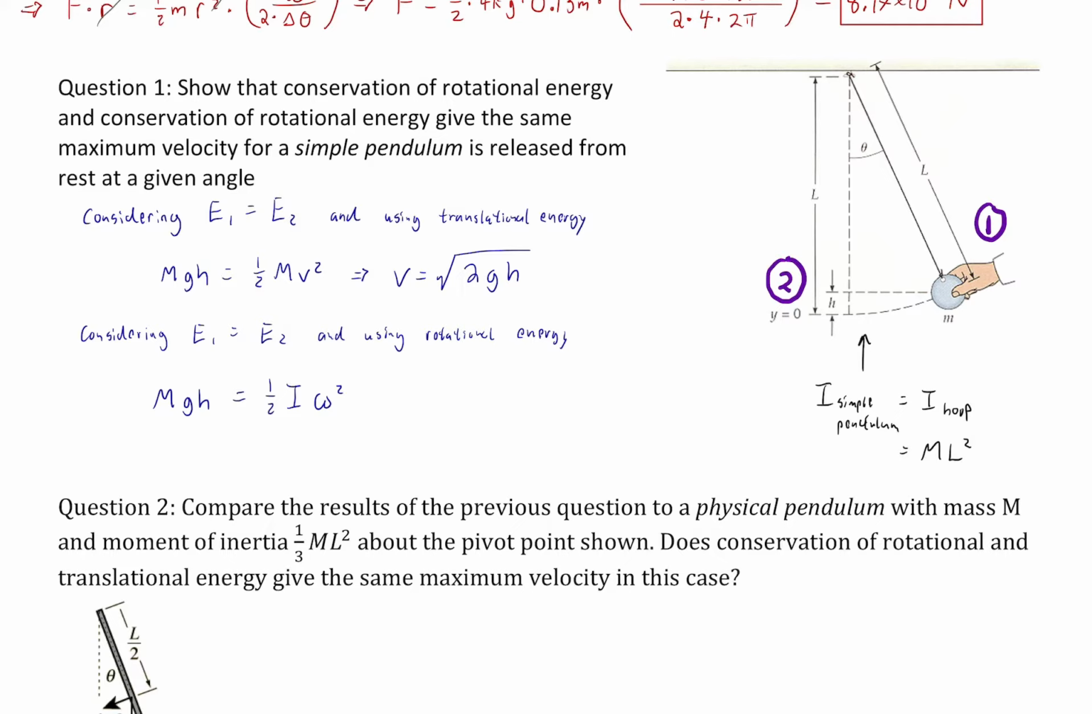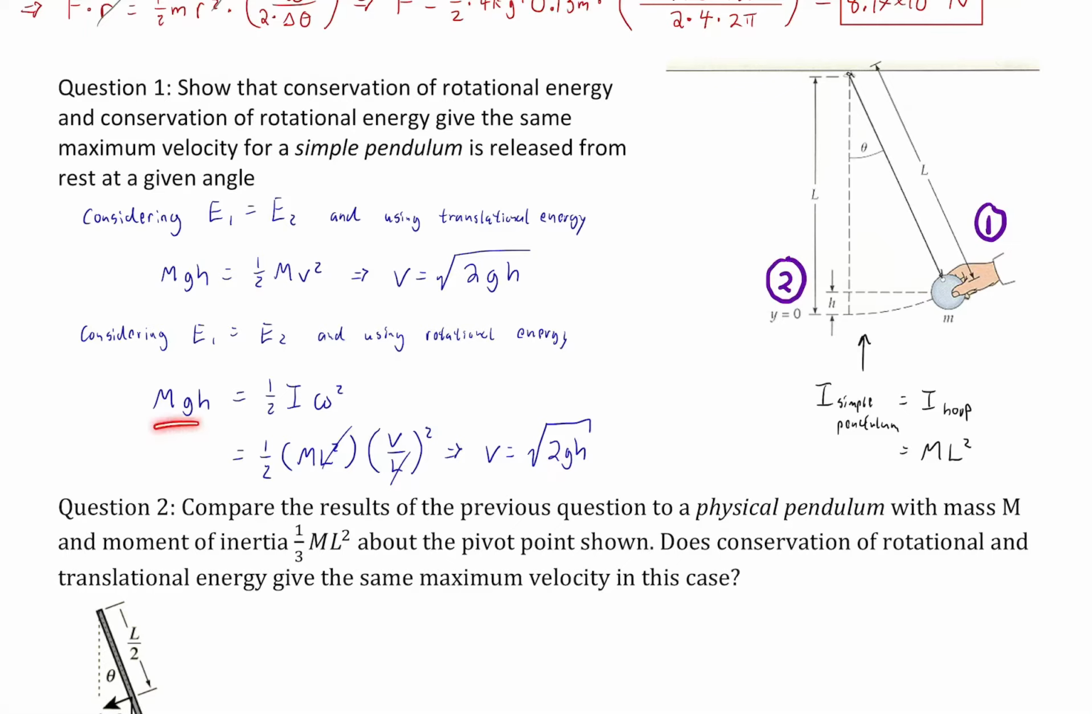Okay? All right? So here we have it. mgh equals 1/2 I omega squared. We're going to use the appropriate moment of inertia for a simple pendulum, which is just mL squared, the same one as a hoop. We're going to replace omega with v over L, and that's because, of course, v equals omega L, so all I've done is just solve for omega. Remember to square it. That allows the L's to cancel out, and then we're just left with 1/2 mv squared.